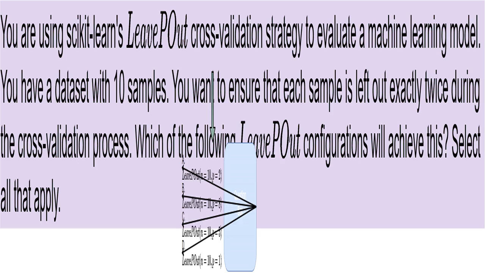The problem statement begins here. We're using a specific cross-validation method, LeavePOut, which is part of the scikit-learn library. The goal is to evaluate a machine learning model. We have 10 samples in our dataset, and want each sample to be left out exactly twice during cross-validation. This is key to the problem.